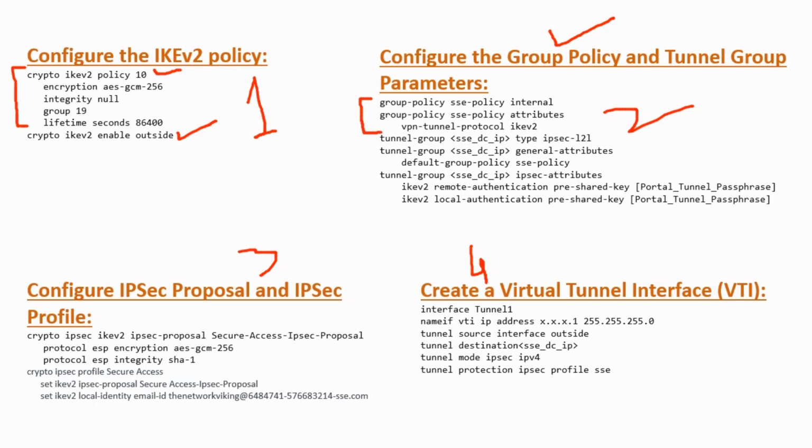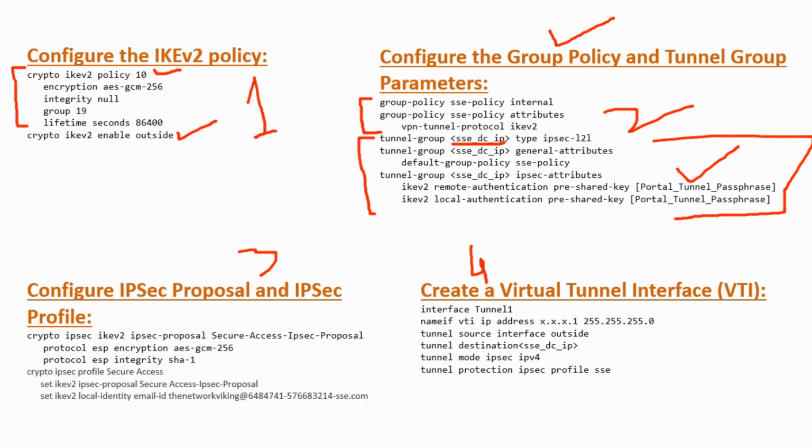So this is the group policy configuration, the first three that you see there, and then you have the tunnel group configuration. For the tunnel group configuration, you'll have to do it twice because first time you'll do it for the primary tunnel and then you'll do it for the secondary tunnel. So you'll have to repeat all these. And then the passphrase that we saw in the last section where we configured the secure access side of the configuration.